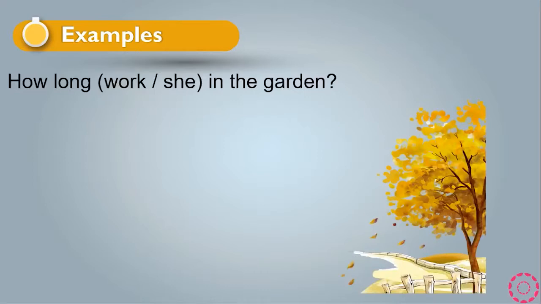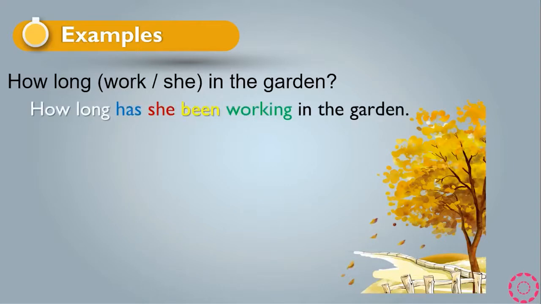How long worked she in the garden? It became how long has she been working in the garden? Because we have how long, it means that this sentence should change into a question. And because we have a WH question, which is how long, we use the WH question form, so it became how long has she been working in the garden?